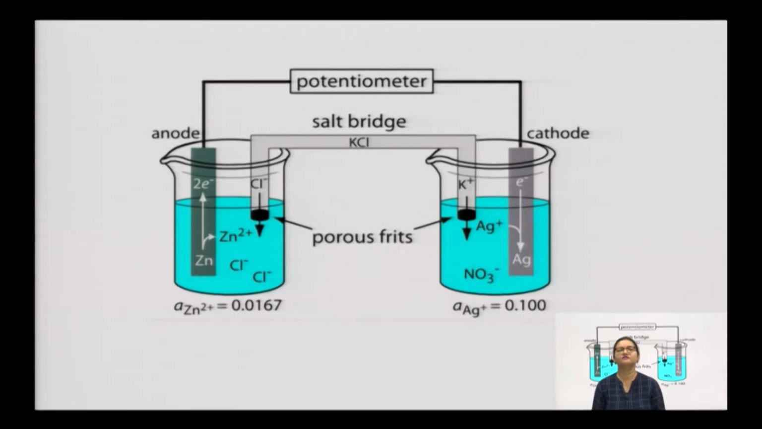This is the diagram which shows a potentiometer easily. Here you can see one electrode is an indicator electrode and one electrode is a reference electrode. One forms one half cell reaction while the other forms the other half cell reaction. We can easily see.